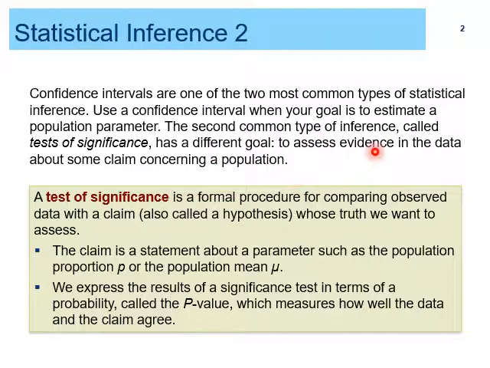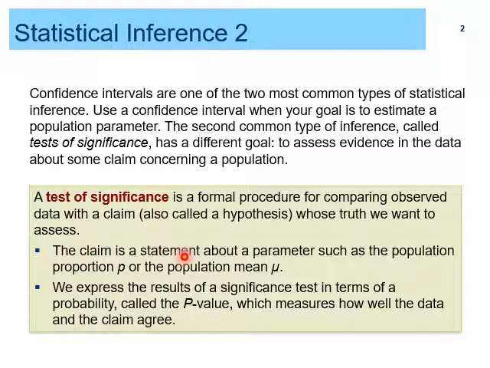The second common type of inference is called test of significance and has a different goal. It is to assess evidence in the data about some claim concerning a population. Keep this point in mind, that claim concerning a population. A test of significance is a formal procedure for comparing observed data with a claim, which is also called a hypothesis, whose truth we want to assess.